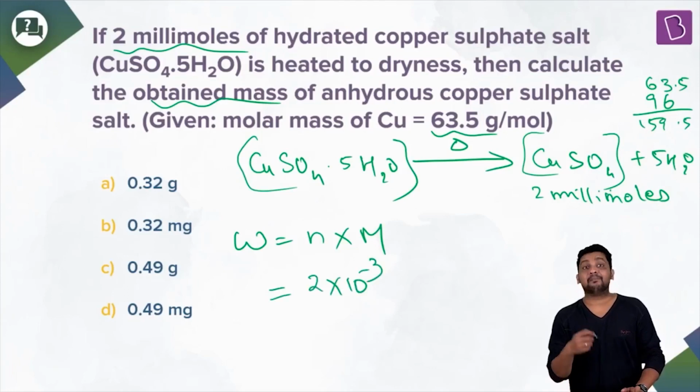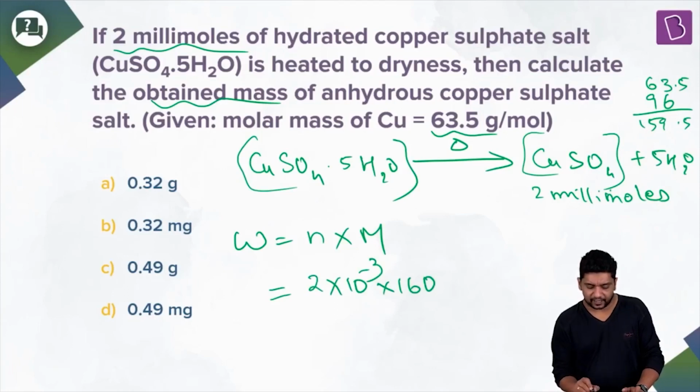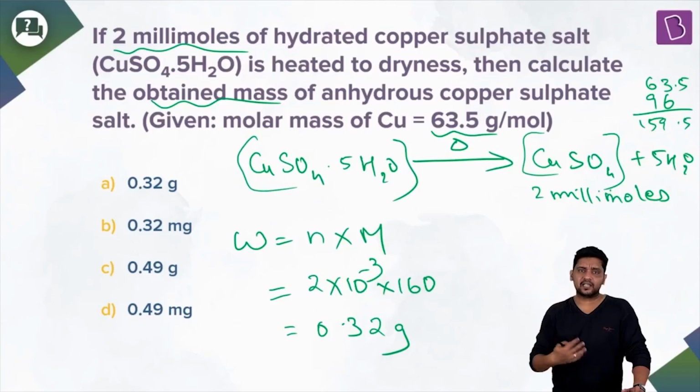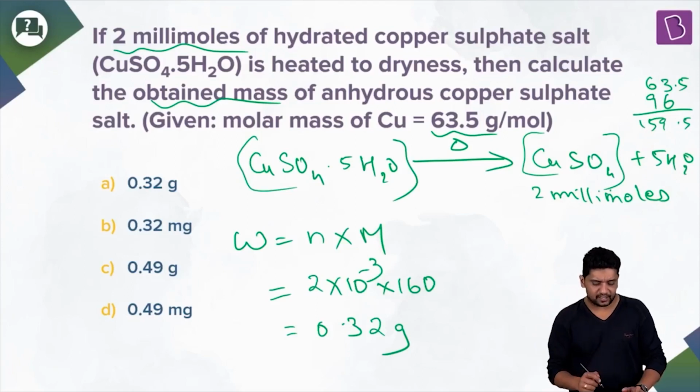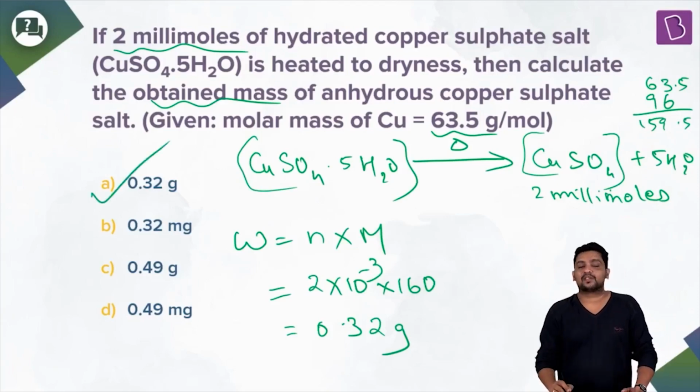Why 10 to the power minus 3? Millimoles, right? 2 into 10 to the power minus 3 into 160. Let me take the approximate value. What will I get? 320 into 10 to the power minus 3, or 0.32 grams, right? 320 into 10 to the power minus 3 is 320 divided by 1000, which is 0.32 grams, which is obviously what I can see in option A.